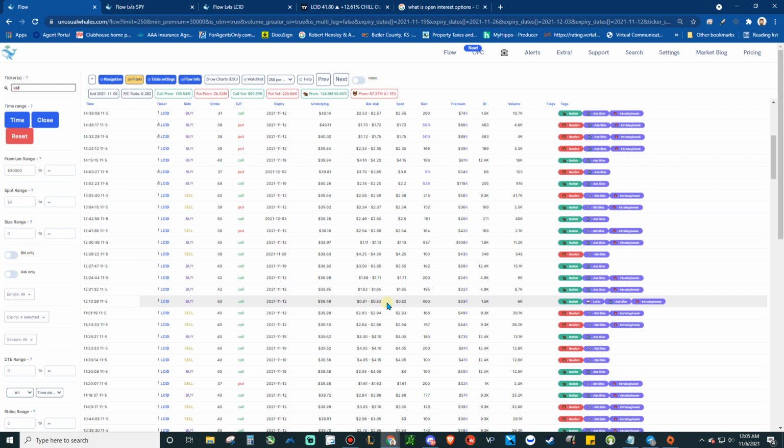So when I start seeing this right here, I go, okay, someone's buying calls, someone's trying to get long here. I like this play right here for 80 bucks. It's such a cheap way to get into the play. But I don't know if I would necessarily be in it yet. I would have to look at the chart.